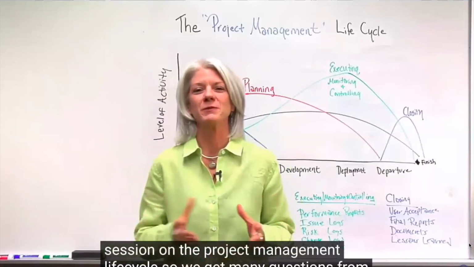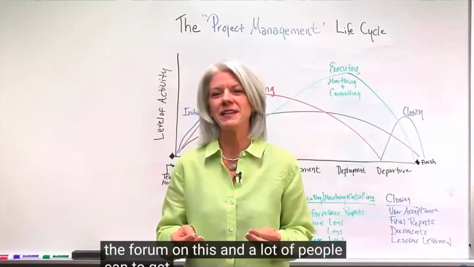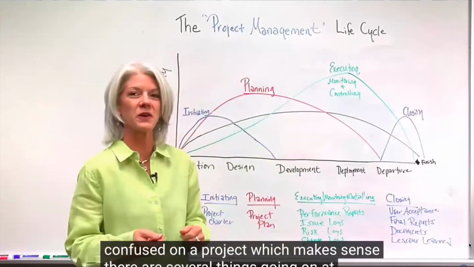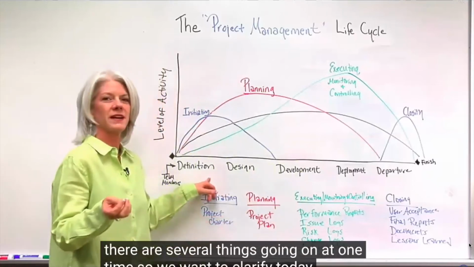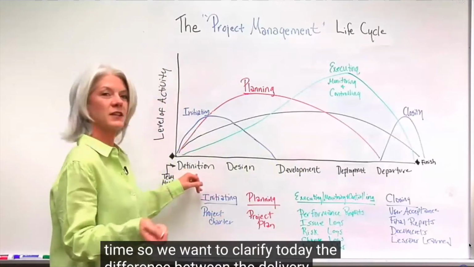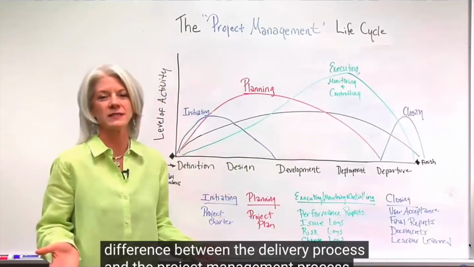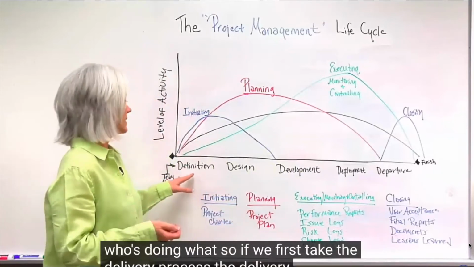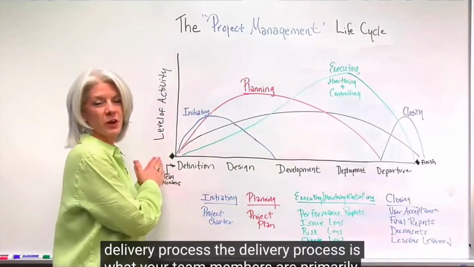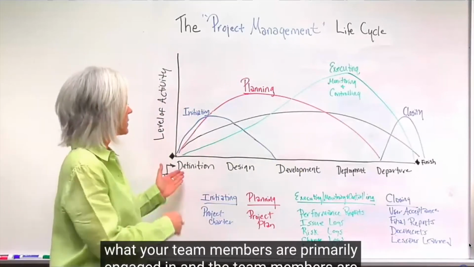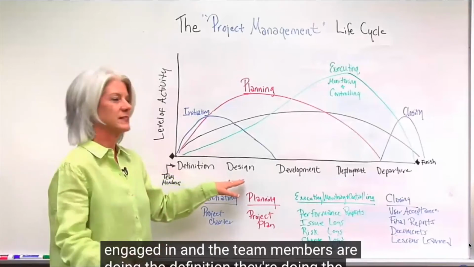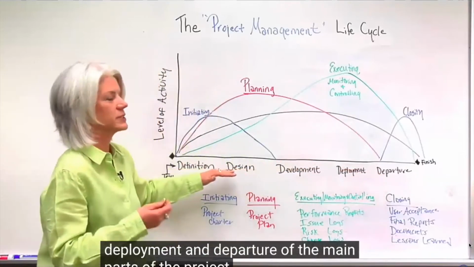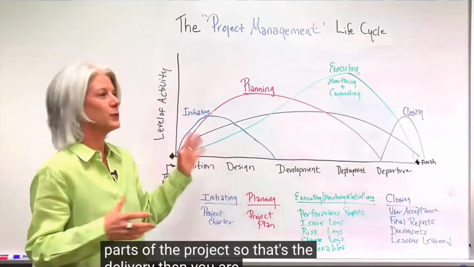We get many questions from the forum on this, and a lot of people tend to get different life cycles confused on a project, which makes sense. There's several things going on at one time. So we want to clarify today the difference between the delivery process and the project management process and who's doing what. The delivery process is what your team members are primarily engaged in. The team members are doing the definition, the design, the development, deployment, and departure of the main parts of the project. So that's the delivery. Then you are doing the rest of the stuff.